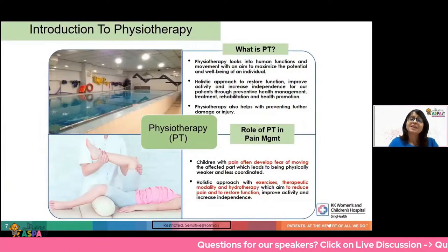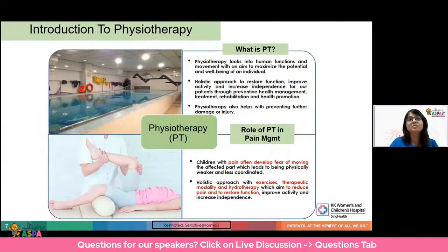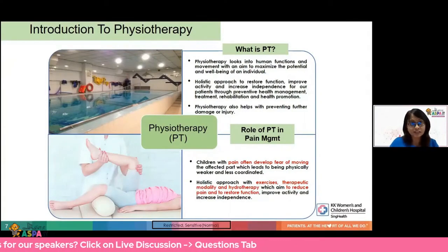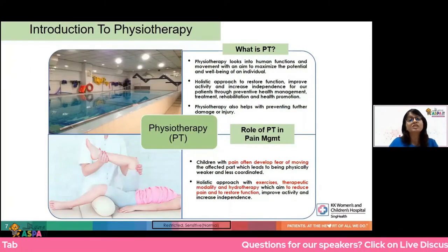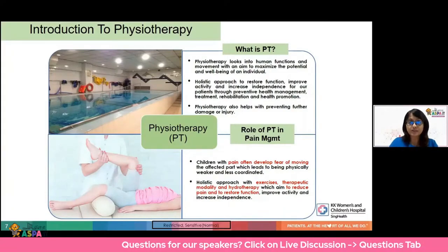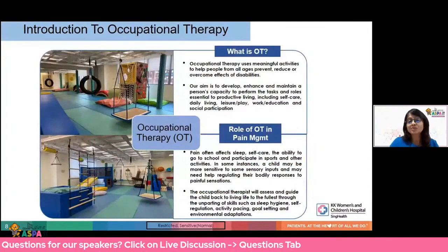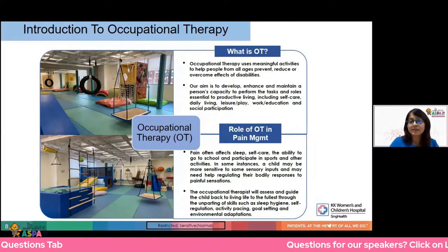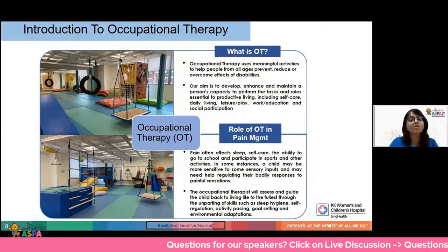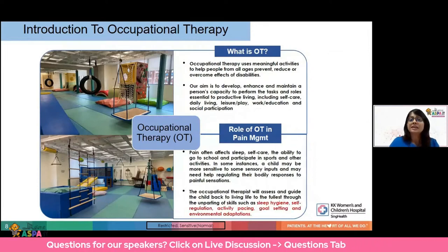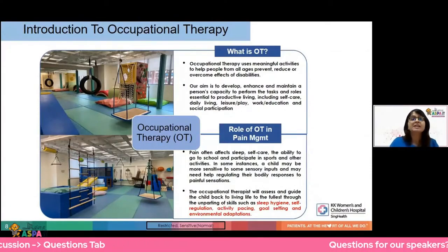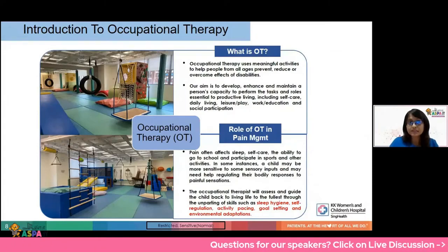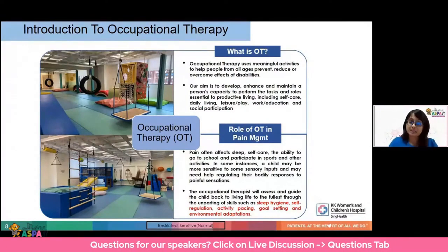Introduction to physiotherapy. Physiotherapists look into human functions and movements with an aim to maximize the potential of an individual. In the area of pain management, the physiotherapists aim to reduce pain and restore function by prescribing a suitable course of therapy through the use of varied techniques. Introduction to occupational therapy. Occupational therapy uses meaningful activities to help patients of all ages to prevent, reduce, or overcome effects of disabilities. In the area of pain management, an occupational therapist will assess and guide the person back to living life to the fullest through the use of goal setting, activity pacing, and some environmental adaptations, to name a few.